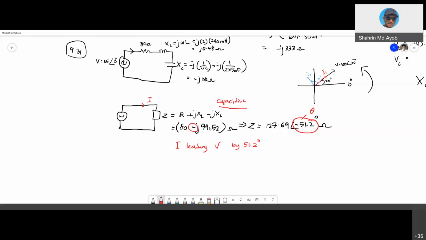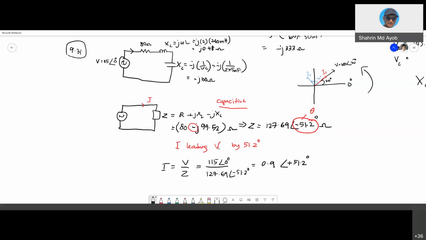Right now, directly you have the current, V over Z. Your V is 115 with an angle of 0, and the impedance is 127.69 with an angle of negative 51.2 degrees. For the magnitude, 115 over 127.69, you should get 0.9, and for the angle, the negative 51.2 becomes positive, because it is inverted.